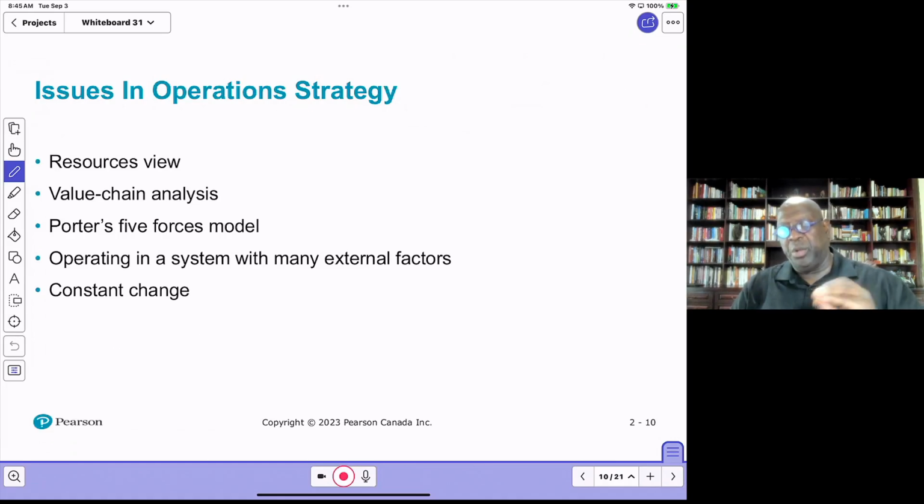So some issues that exist in the area of operations strategy is to look at your operation strategy based on the kind of resources that you will require to support the performance objectives of the organization. All right. So when we say take a resources view, financial resources, production resources, technology resources, human resources, all of these are important in supporting your operation strategy.